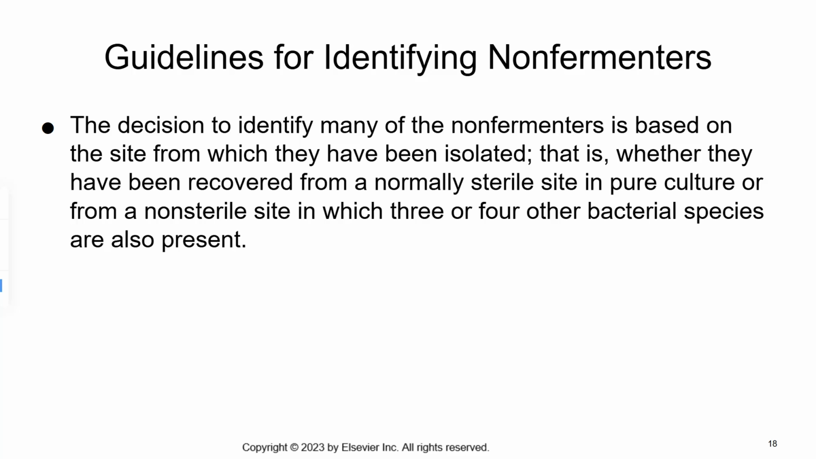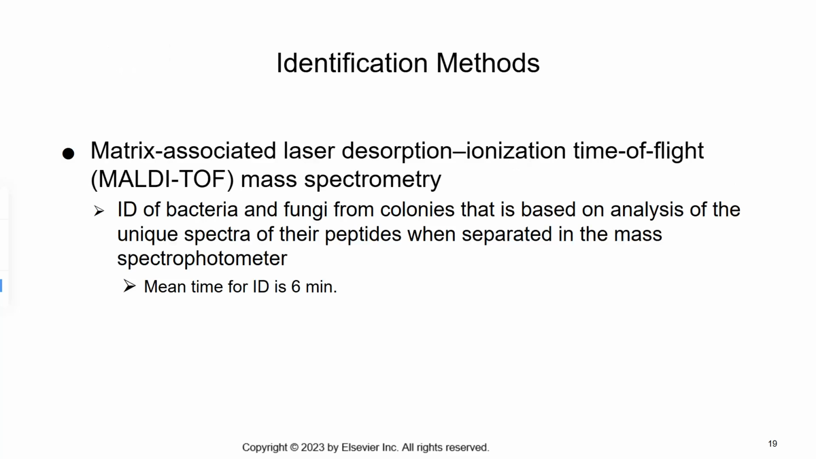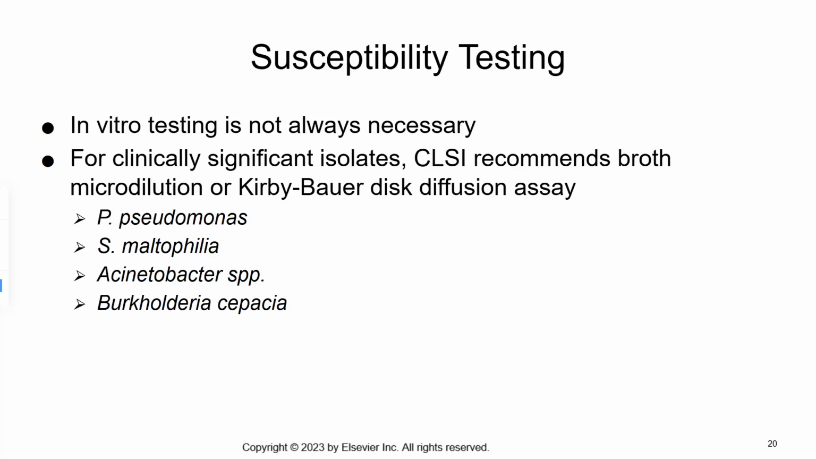Guidelines for identifying non-fermenters. The decision to identify many of the non-fermenters is based on the site from which they've been isolated. That is, whether they have been recovered from a normally sterile site in pure culture or from a non-sterile site in which 3 or 4 other bacterial species are also present. If they are isolated from a sterile site, then we definitely want to work them up through the identification. Identification methods, MALDI is typically the most common. Susceptibility testing is not always necessary. For clinically significant isolates, CLSI recommends broth microdilution or Kirby-Bauer disc diffusion assay for those species listed there. So, some clinically significant ones.